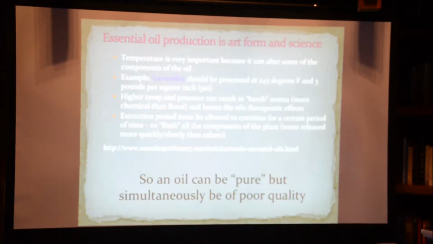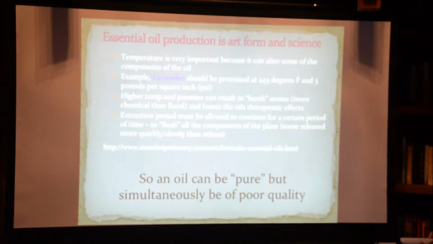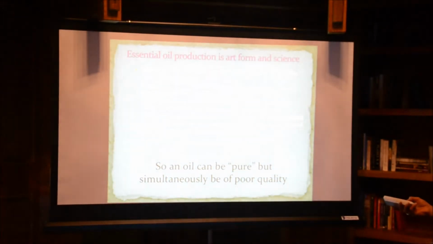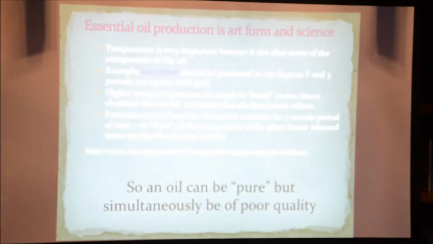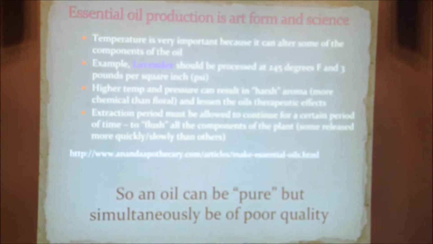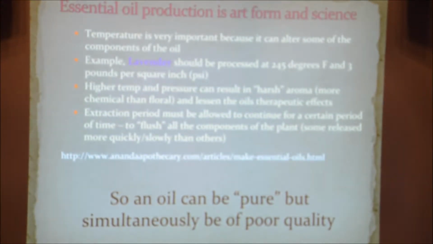It's really an art form and a science. And this is an example of how temperature is important because, for example, lavender should be processed at like 245 degrees and 3 pounds per square inch. But higher temperature and pressure can result in a harsh aroma and lessen the oil's therapeutic effects. So it's very important that they get everything just right with the distillation.